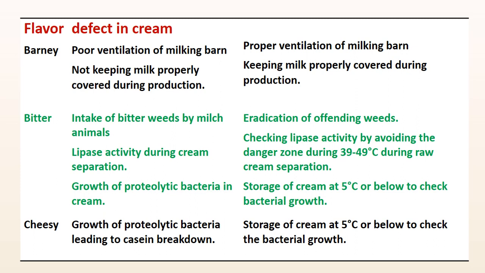Then there is lipase activity during cream separation. So check lipase activity by avoiding the danger zone of 39 to 49 degrees Celsius during raw cream separation. This temperature we have to avoid, which is the maximum activity temperature for lipase. Then there is growth of proteolytic bacteria in cream. Storage of cream at 5 degrees Celsius or below checks the bacterial growth. Then the cheesy defect, that is growth of proteolytic bacteria leading to casein breakdown. The prevention is storage of cream at 5 degrees Celsius or below to check the bacterial growth.